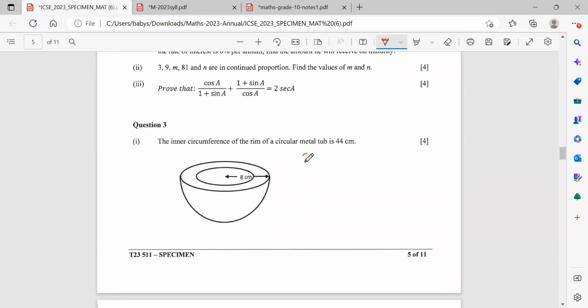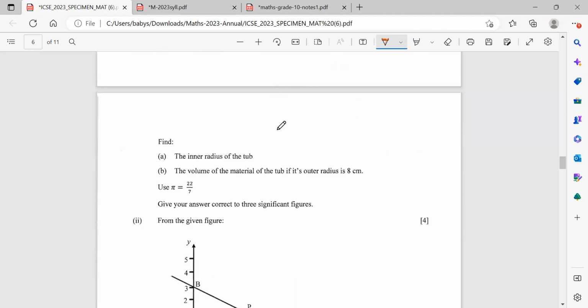Inner circumference is 2 pi r, right? If I'm assuming the inner radius to be small r, then 44, that's given, is equal to 2 into 22 by 7 into r. It makes sense to use 22 by 7 here because 44 is a multiple of 22, isn't it? 22s are 44, 44 sevens are 7, so r is equal to 7 centimeters. So the inner radius is 7 centimeters.